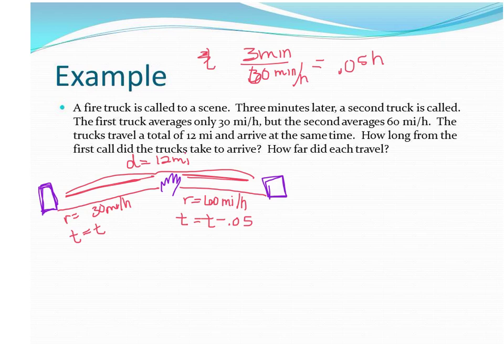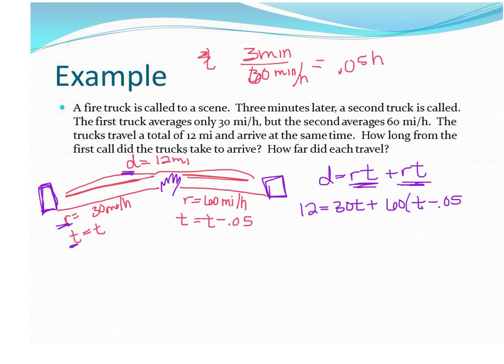We talked about this earlier. If we're looking at d, r, and t, you really need to be thinking d equals rt. My distance needs to be rate times time of the first truck plus rate times time of the second truck, because when I add those together, I'm going to get 12. So if I input what I know, 30t plus 60 times (t minus 0.05), I can solve for t, even though t is only one of my questions. We can input that back in.